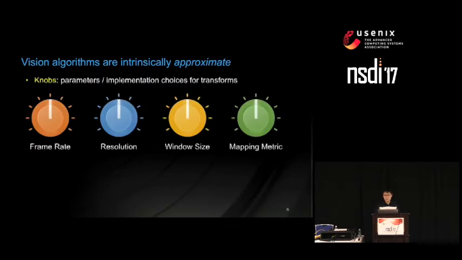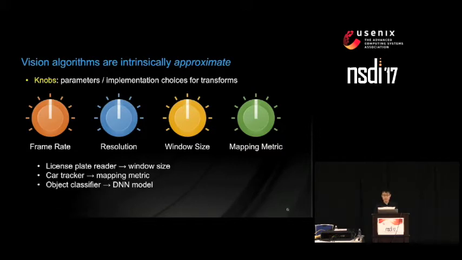So vision algorithms typically contain various parameters, and we call them knobs. Examples of knobs are video frame rate and resolution, and some internal algorithmic parameters, such as the size of the sliding window for searching objects in an object detector and the distance mapping metric for object trackers. We call a combination of these knob values the configuration of a video query.